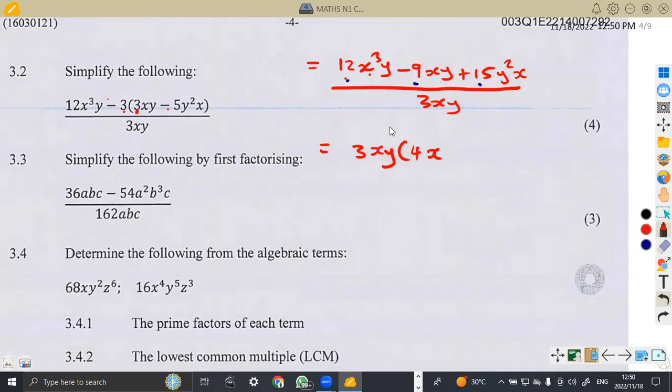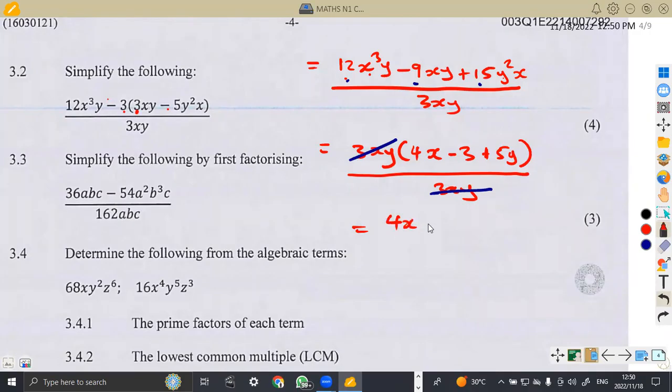Minus 9xy divided by 3 is going to be minus 3. We move on, 15 divided by 3, which is going to be 5y squared, and y here, we're going to have y like that. Everything over 3xy. As you can see, the 3xy and the 3xy can cancel. These are the same. So we are going to remain with 4x minus 3 plus 5y. So this is what we're going to have at the end after simplification.